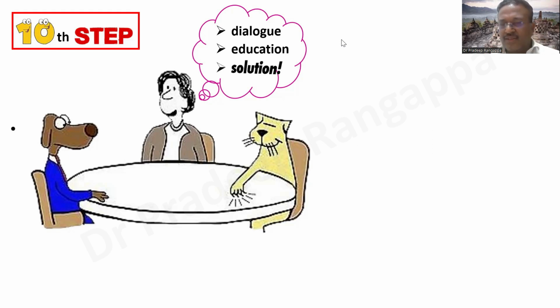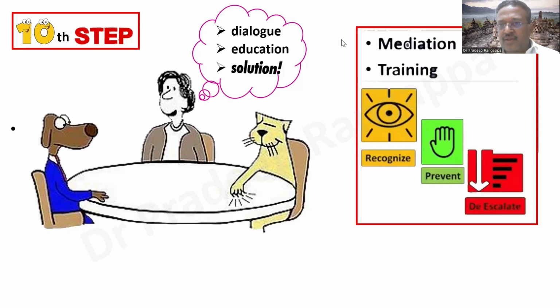And then after compromise, the tenth step would be collaborating, where you are trying to educate and transform and be transformative in your approach. So the whole thing is all about mediation. You need a lot of training. So the key aspect is recognizing, preventing, and de-escalation.